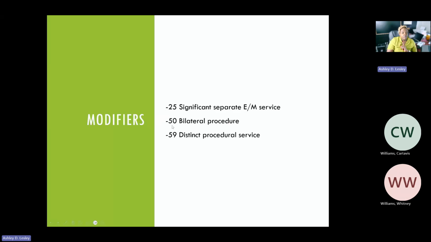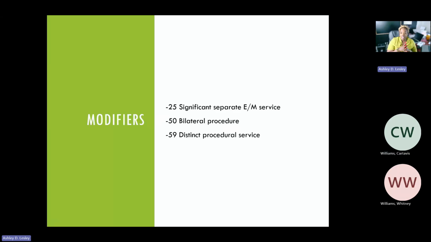Another modifier is for a bilateral procedure. So we have two arms, two legs, and the majority of us have two arms and two legs. You've got to be politically correct. So a bilateral procedure means that it happened on both sides of the body.